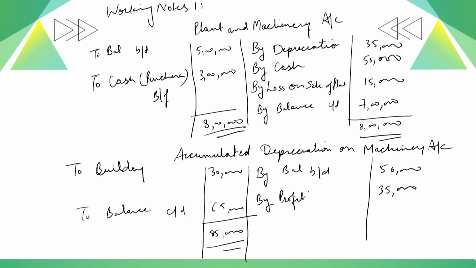So I put by profit and loss account. This is our balancing figure. So the total of the two sides is made equal. Now, the third account we will prepare as a working note is the building account.